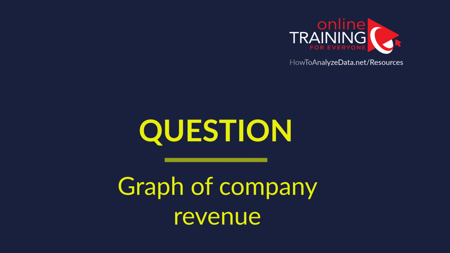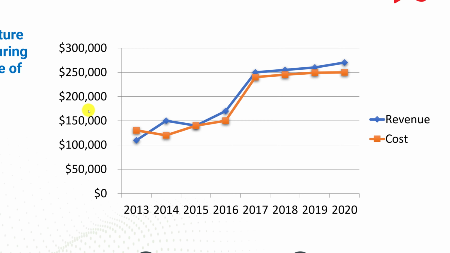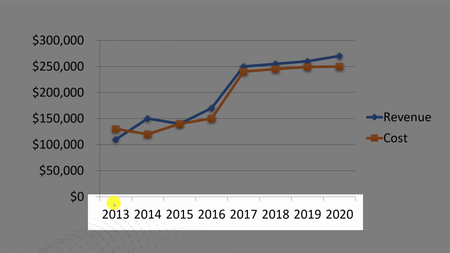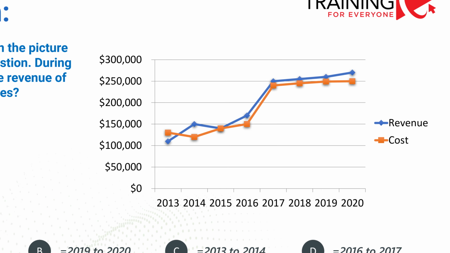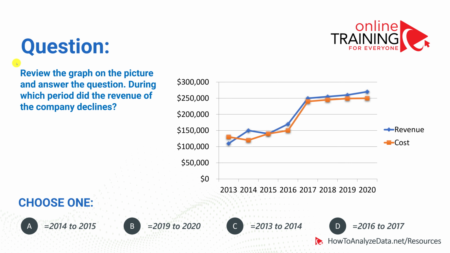Let's look at the question which tests your knowledge of logical reasoning and how well you can apply this knowledge to charts and graphs. Review the graph in the picture and answer the question. During which period did the revenue of the company decline? There is a picture represented here with two lines, one blue line that shows revenue and then the orange line which shows the cost. The period is from 2013 to 2020, and you have four choices to select from: 2014 to 2015, 2019 to 2020, 2013 to 2014, and 2016 to 2017. Which one do you think is right?